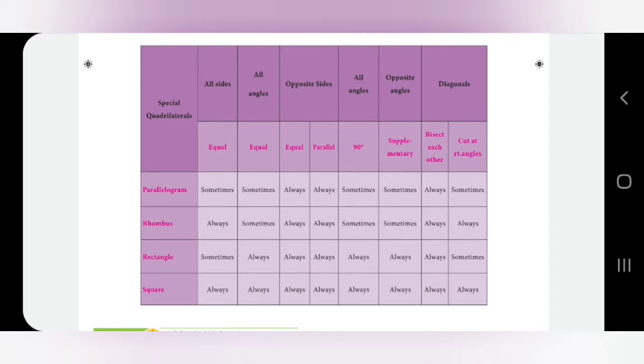For example, the first shape, parallelogram: all sides equal, sometimes it may be equal. Then all angles, sometimes it may be equal. Opposite sides are always equal. If opposite sides are equal, then we can say it is a parallelogram. If opposite sides are parallel, then we can say it is a parallelogram. All angles 90 degrees, sometimes it may happen. While you are learning the basic shapes, you can understand these properties. If you don't know, go through this page. This is very important.